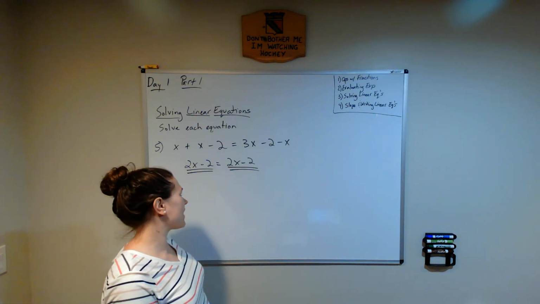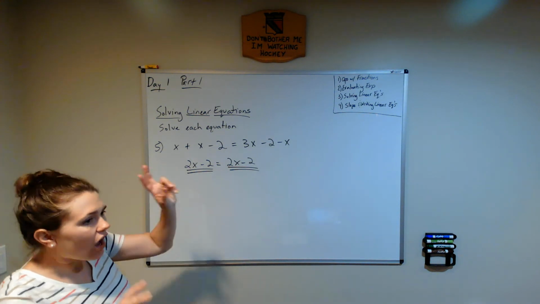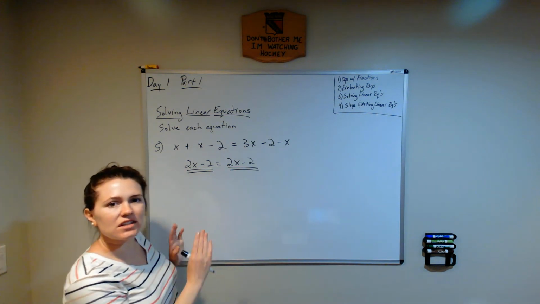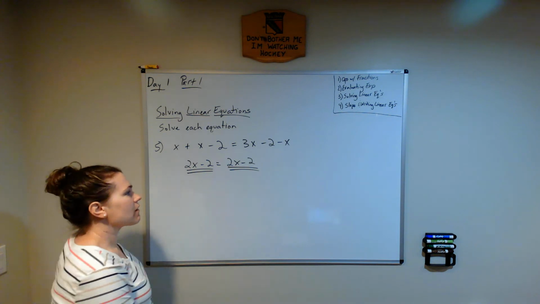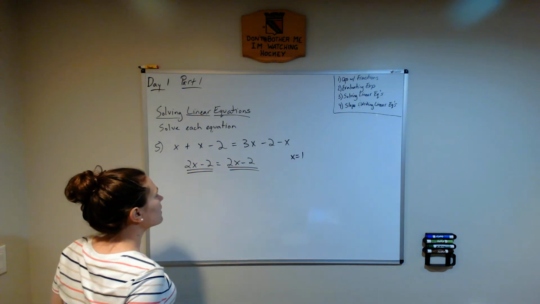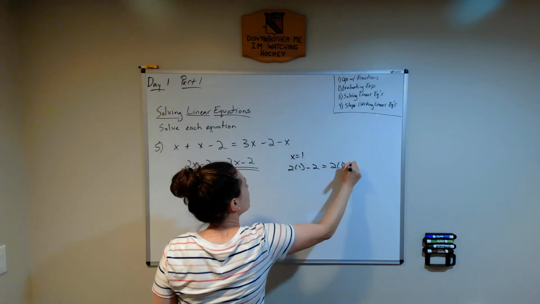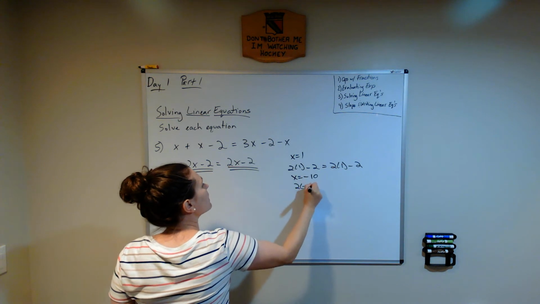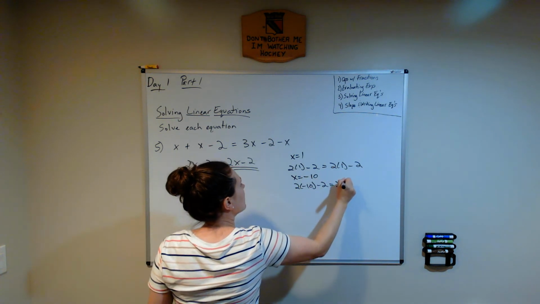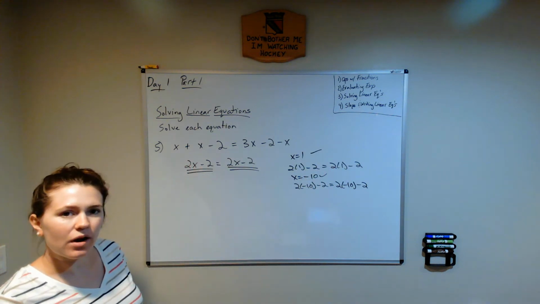So what you should be thinking about right now is, okay, I'm trying to find a value of x that solves this equation. What that really means is that makes the left equal the right. No matter what I plug in for x, if I was to plug in 1, I'd have 2 times 1 minus 2 equals 2 times 1 minus 2. If I was to plug in negative 10, I'd have 2 times negative 10 minus 2 equals 2 times negative 10 minus 2. Both of these would make the left equal the right.